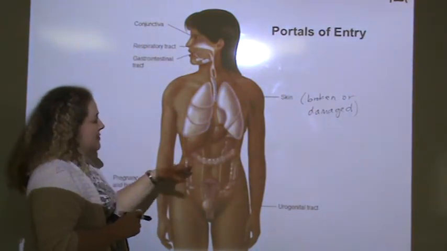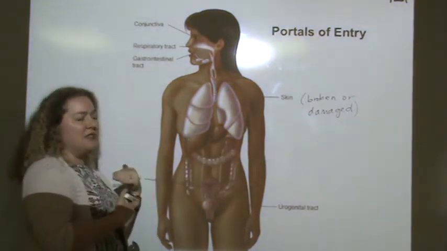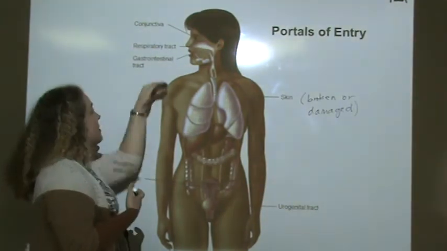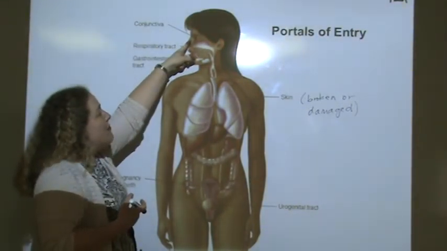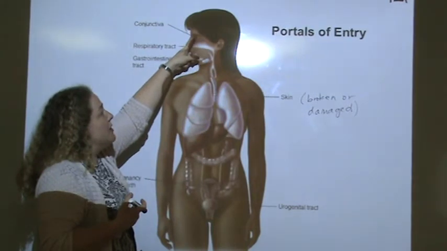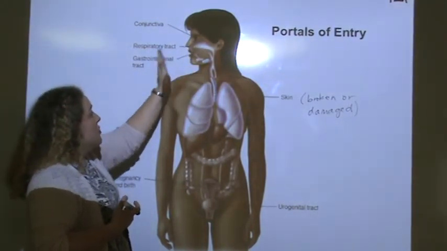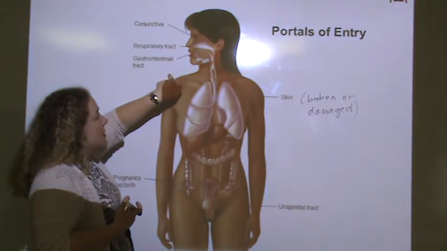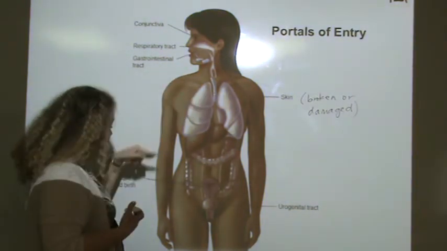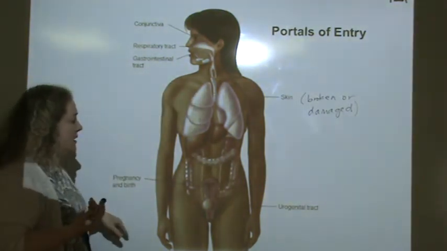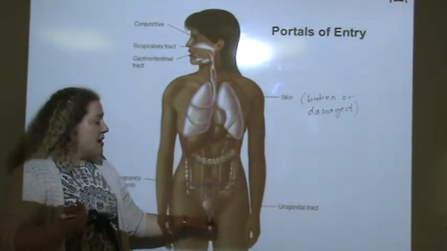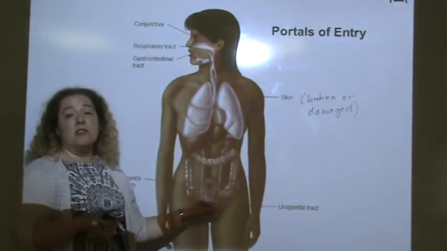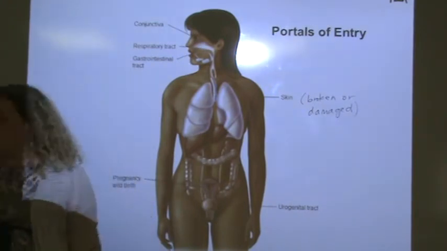The other portals of entry are basically entrances into body cavities. So you can have pathogens enter through the conjunctiva of the eye. You can breathe them in through nose or mouth. You can ingest them through eating things or licking stuff. And then you have the urogenital tract as well as a portal of entry.